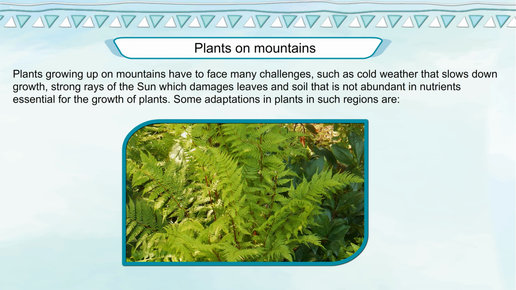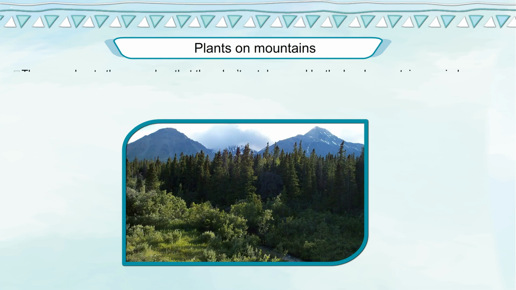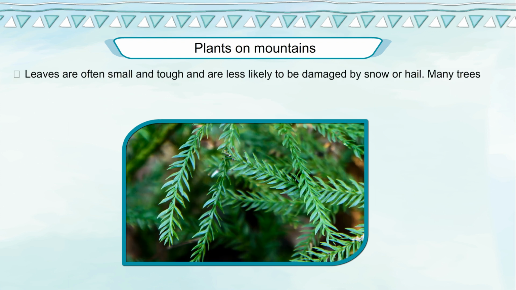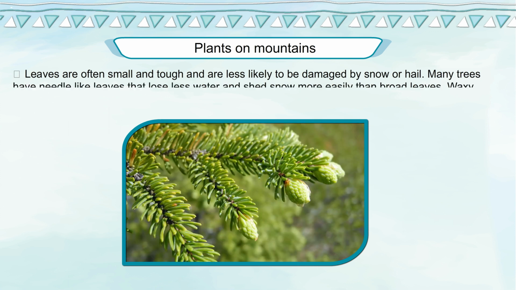growth of plants. Some adaptations in plants in such regions are: they grow low to the ground so that they don't get damaged by the harsh mountainous wind. Leaves are often small and tough and are less likely to be damaged by snow or hail. Many trees have needle-like leaves that lose less water and shed snow more easily than broad leaves.